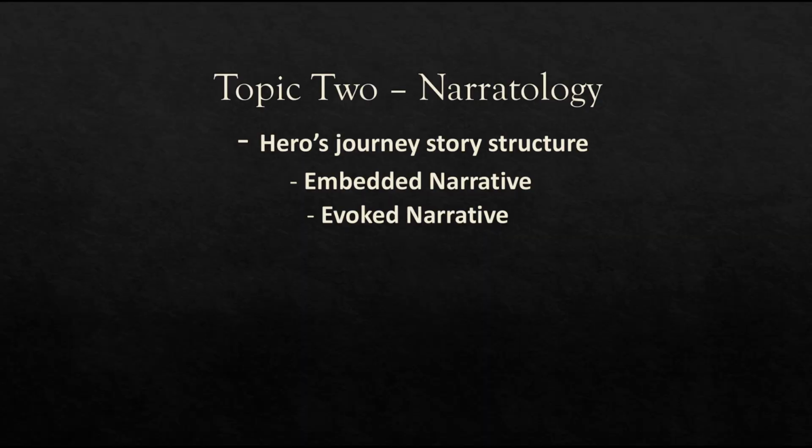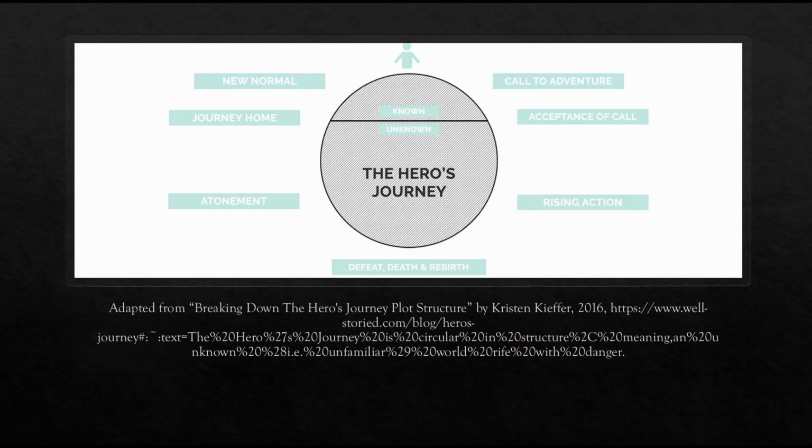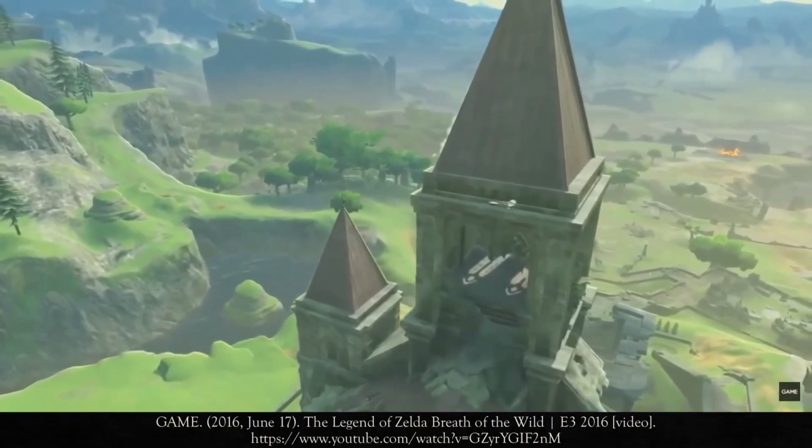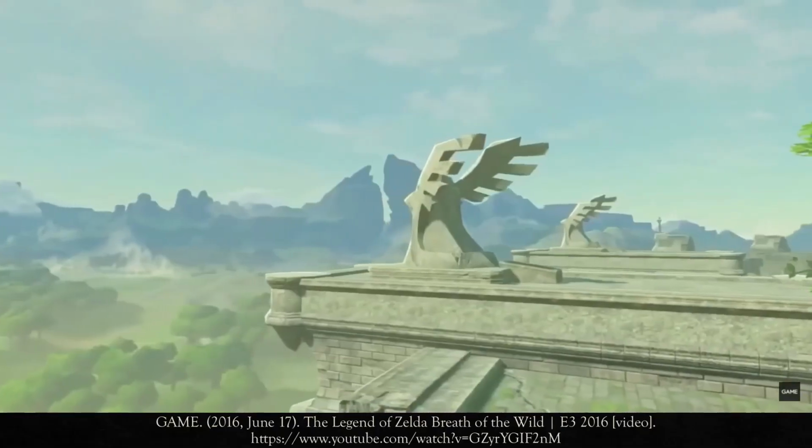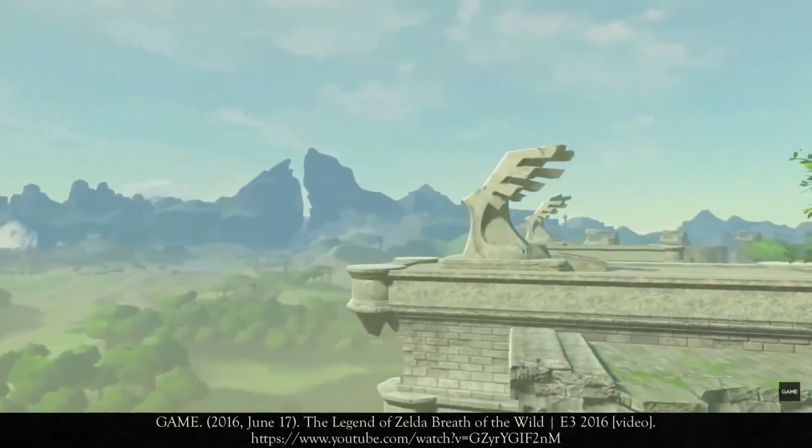Moving on to narratology, Breath of the Wild's story structure heavily uses the hero's journey model of storytelling. As seen in popular fiction and research, the hero's journey model can vary, but typically follows an average individual in a mundane, familiar setting, until a call to action requires the individual to leave their familiar world for an unknown one. During this time, the hero will typically encounter some form of aid, normally supernatural, on their journey.